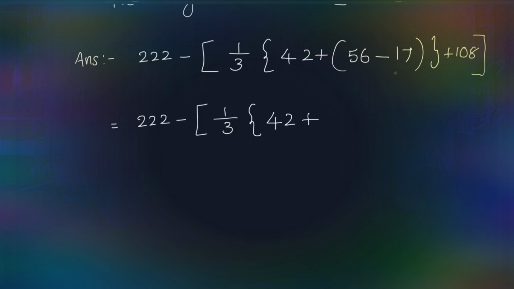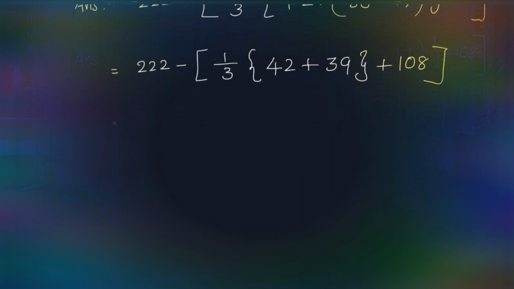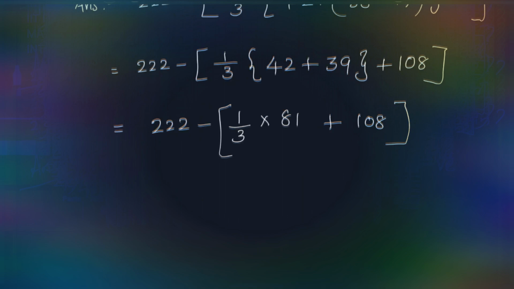That 56 minus 17 means 39. Then put only the double bracket, plus 108, then the square bracket. And we can rewrite it like this: 222 minus 1 by 3. Then remove the double bracket or parenthesis first, that is 1 by 3 into 42 plus 39 is equal to 81. Then plus 108, put the square bracket again.